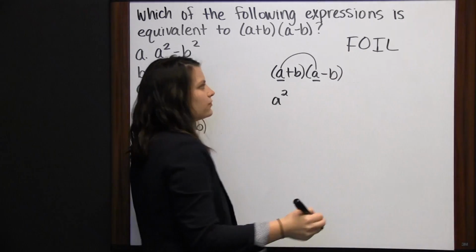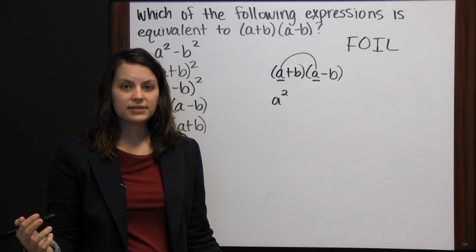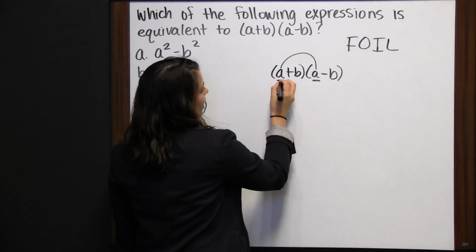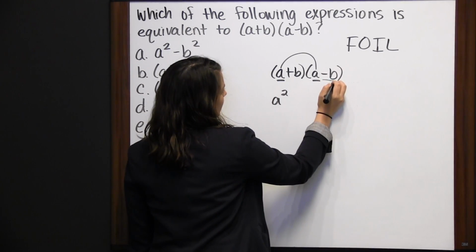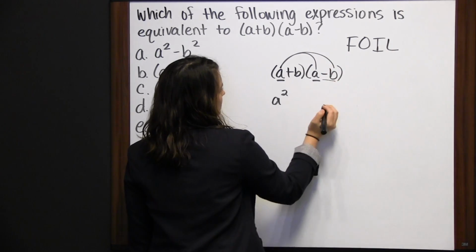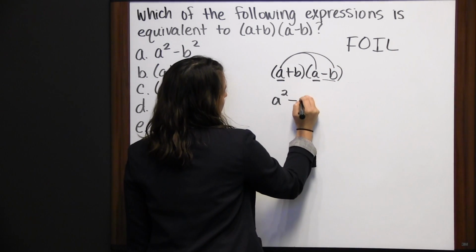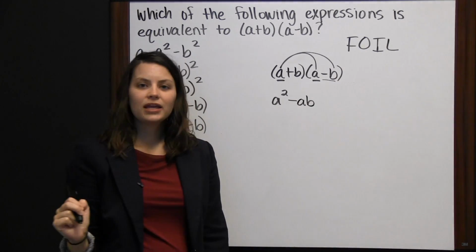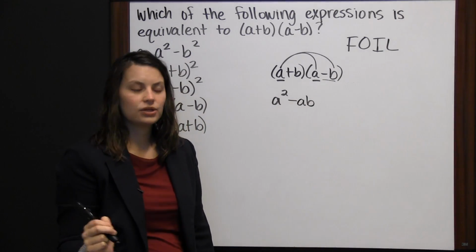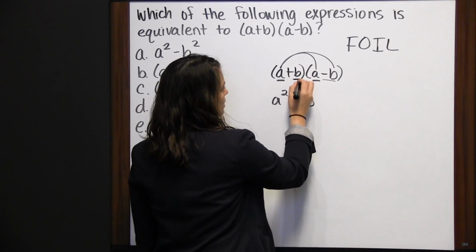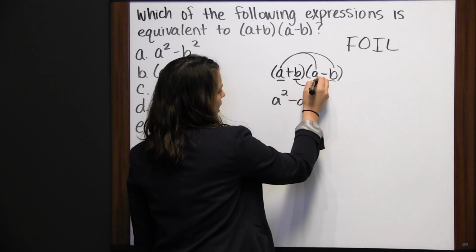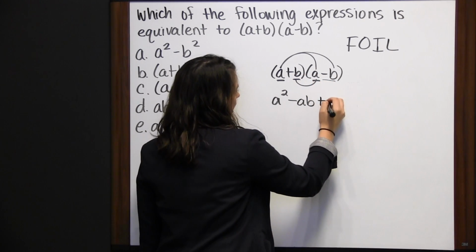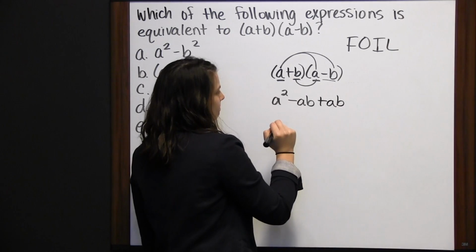Then O stands for outer or outside. So you multiply the two terms on the outsides, or A and negative B. So A times negative B is negative AB. I stands for inner or inside. So you multiply the two terms on the inside, B and A. B times A is BA or AB, so plus AB.